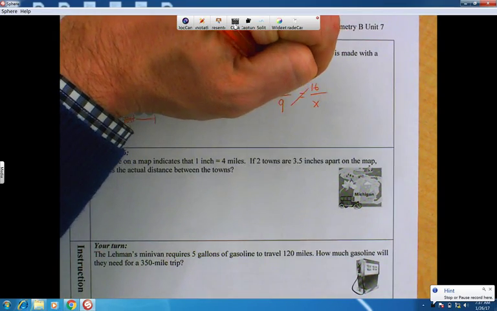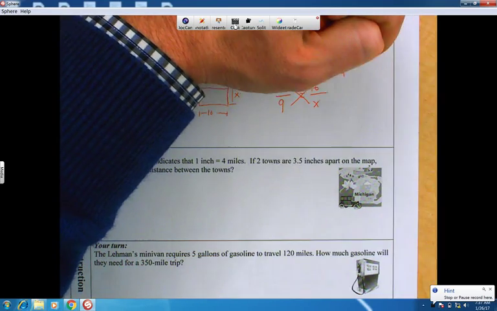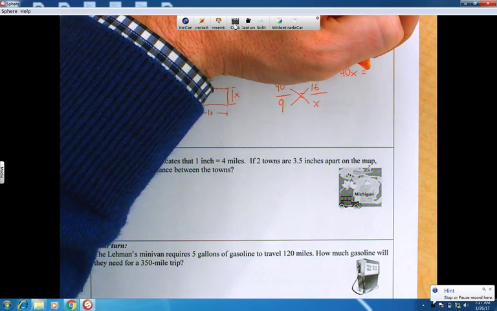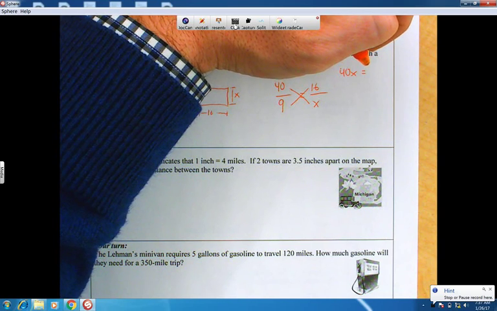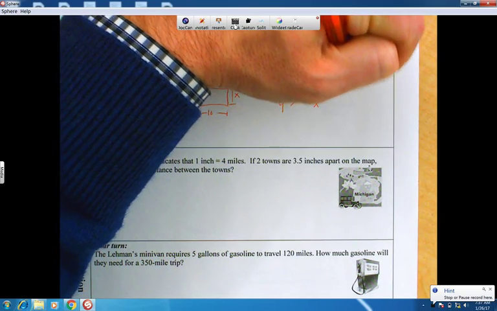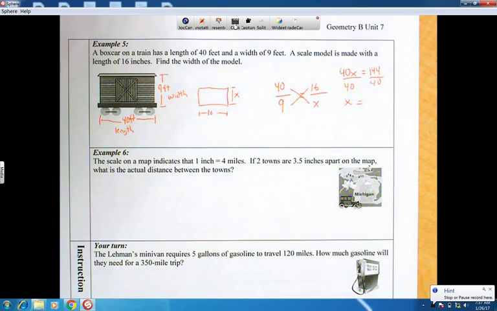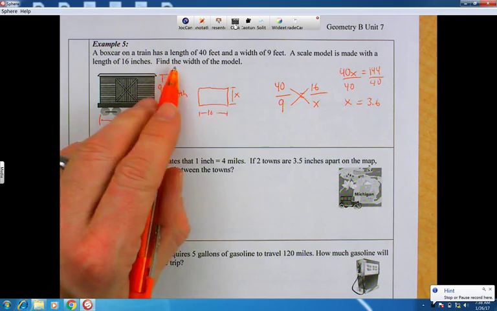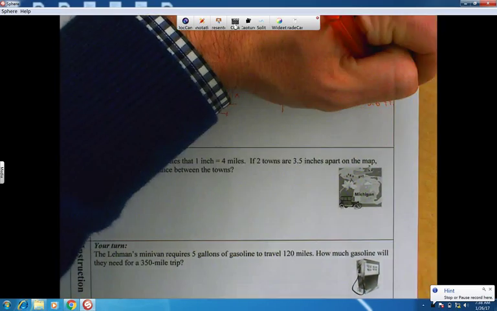Now we're going to cross multiply and divide like we've done so many times this chapter. So we've got 40 X equals 9 times 16, 144. We'll divide it by 40. So X equals 3.6. They wanted the width of the model, and we have it. It is 3.6 feet.